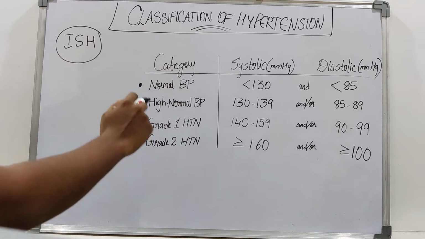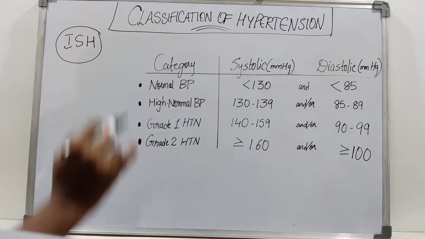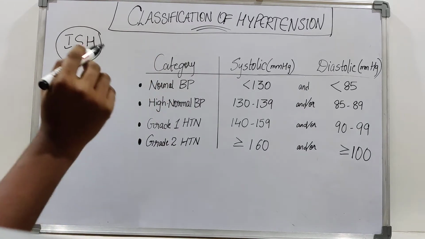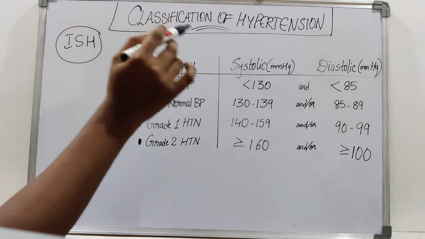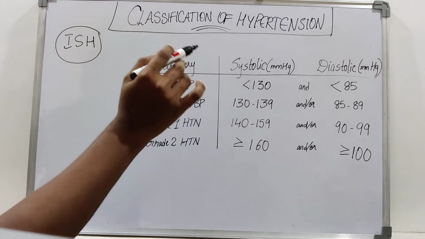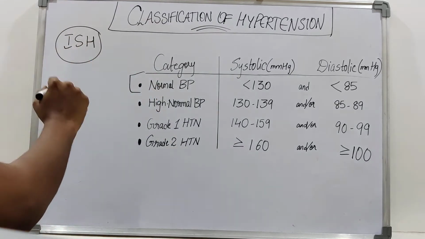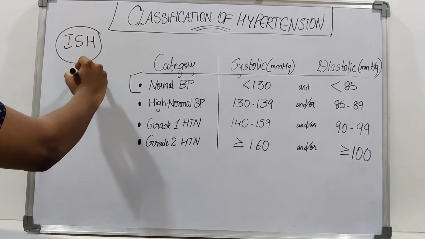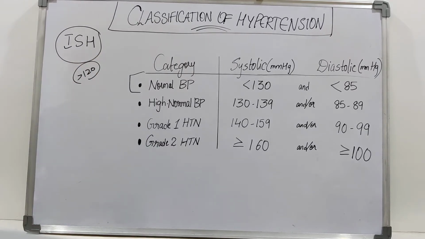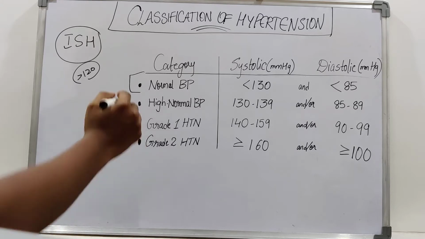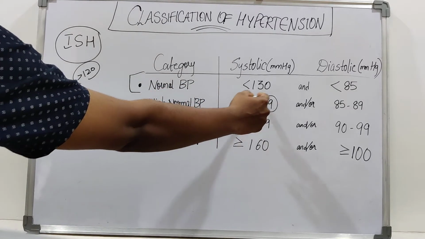They have considered it as normal BP even if the patient has less than 130 millimeters of mercury of systolic blood pressure, and diastolic is less than 85. If it is less than 85, they are considering it as normal blood pressure. Previously, if it was above 120, they used to consider it as elevated blood pressure. But now they are considering it only if it is greater than 130 to 139.